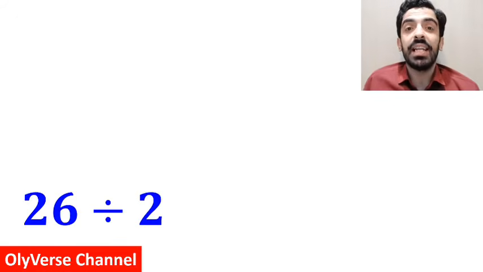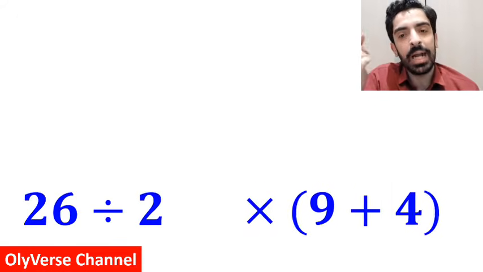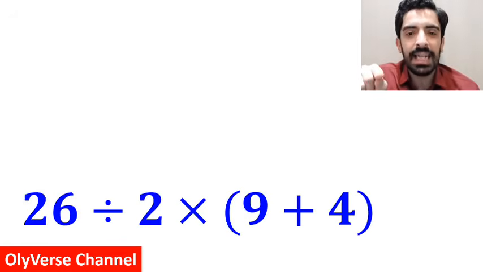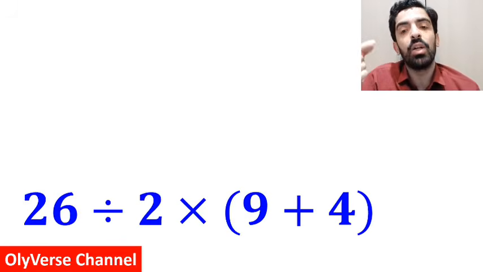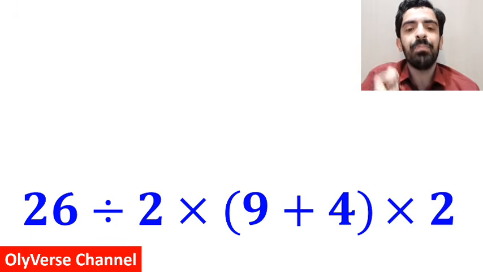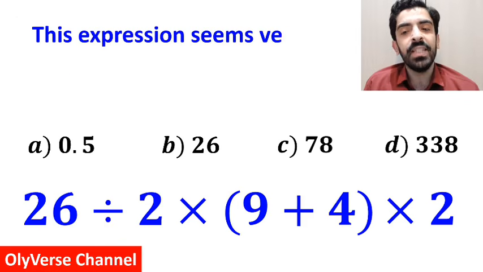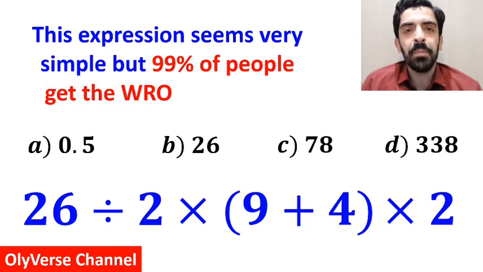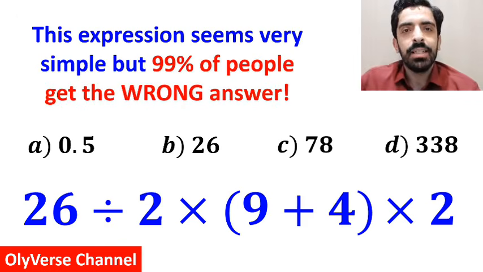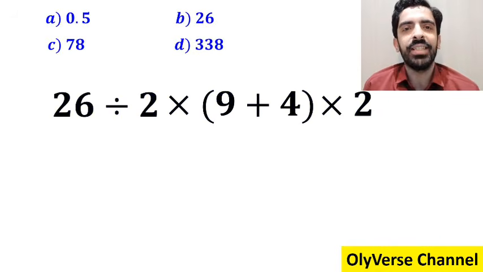What is the value of the expression 26 divided by 2 multiplied by (9 plus 4) and multiplied by 2? Which option do you think is the correct answer to this question? This expression seems very simple, but 99% of people get the wrong answer. Let's go step by step and solve it together.